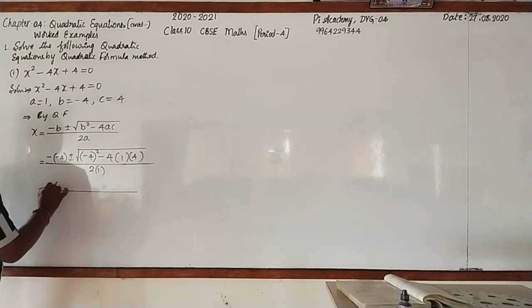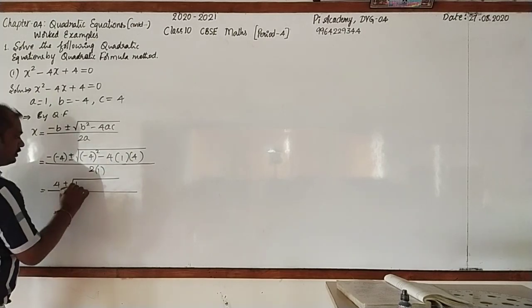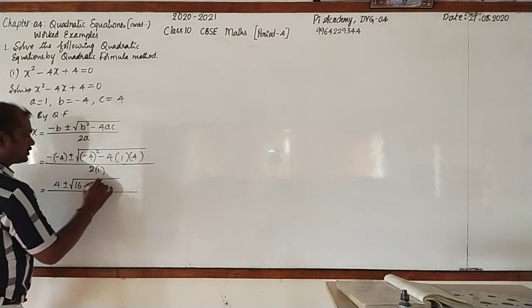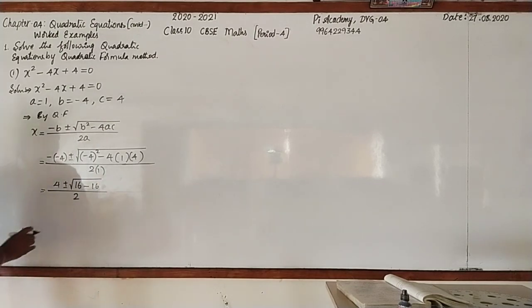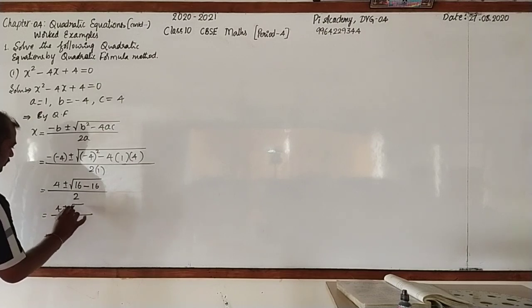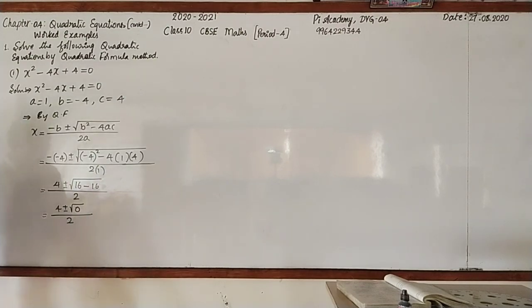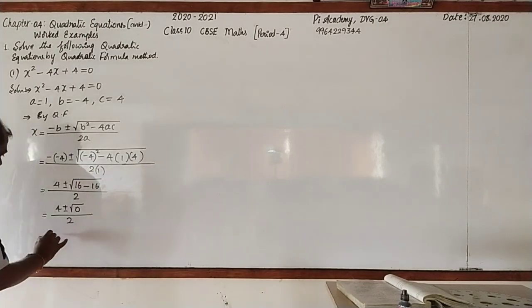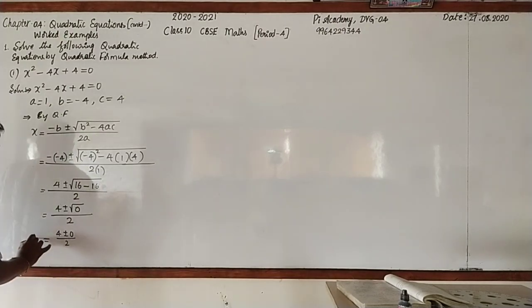It is equal to, I draw a line. Minus into minus plus 4 plus or minus square root of. What is minus 4 whole square? It is 16. Here minus 4 ones are 4, 4 fours are 16. Divided by 2 ones are 2. Don't go for cancelling. It's equal to 4 as it is plus or minus square root of. What is 16 minus 16? This is 0 by 2. Clear? It is equal to, what is square root of 0? 0 only. So 4 plus or minus 0 divided by 2. x equal to this much.